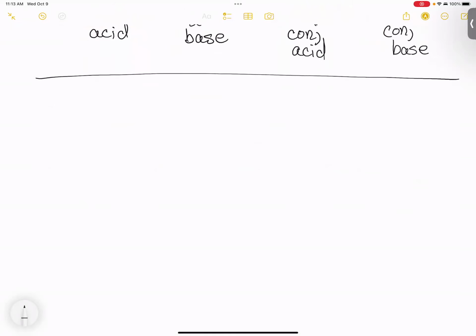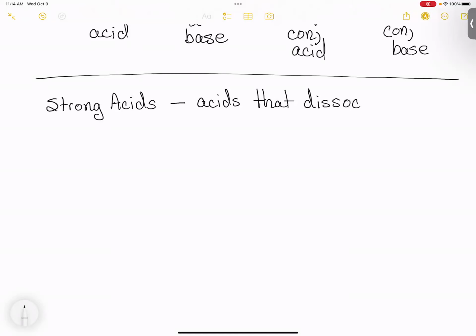Now, in college chemistry 1, you talked about strong acids and weak acids. Strong acids are acids that dissociate entirely in water.